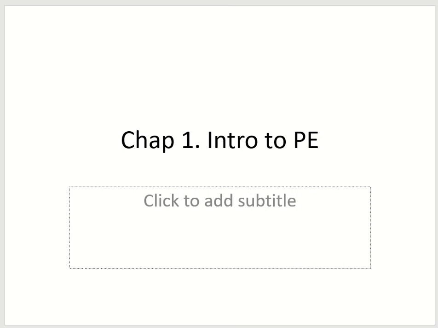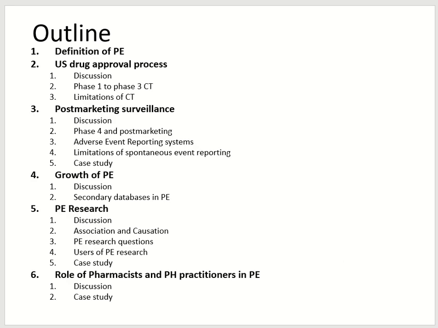The outline of the chapter is the following. Number 1 is definition of pharmacoepidemiology. Number 2 is a review of the drug approval process in the US. Number 3 is post-marketing surveillance. Number 4 is growth of pharmacoepidemiology. And then we move into research of pharmacoepidemiology. And finally, we finish with the role of pharmacists in pharmacoepidemiology.